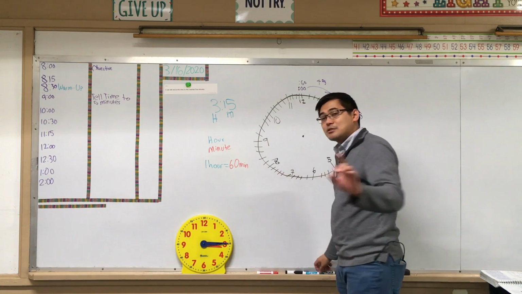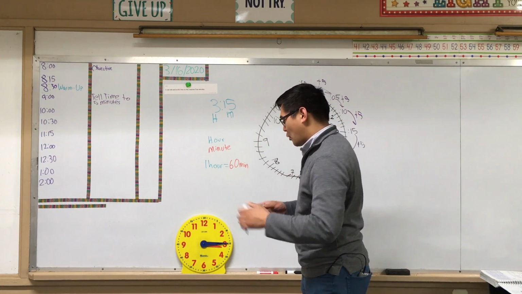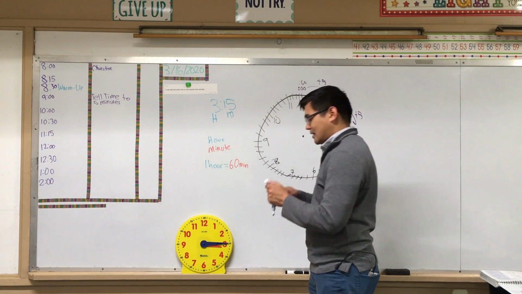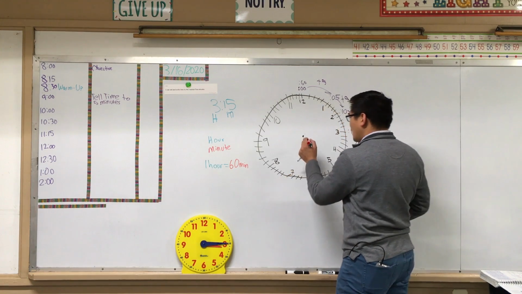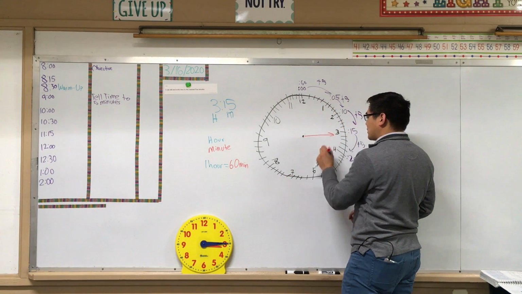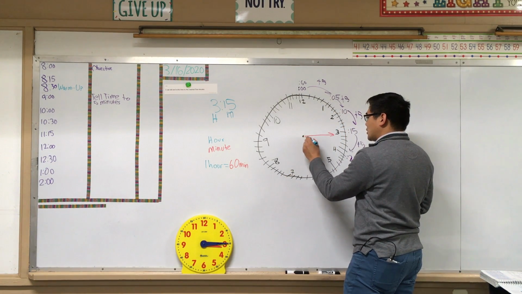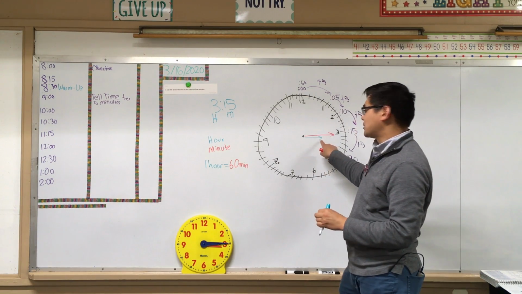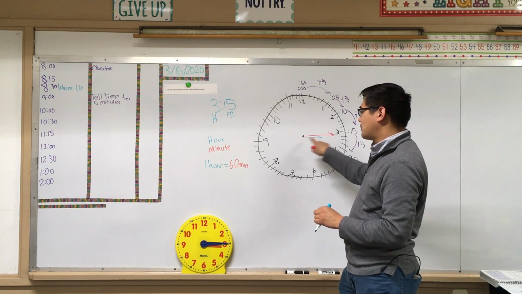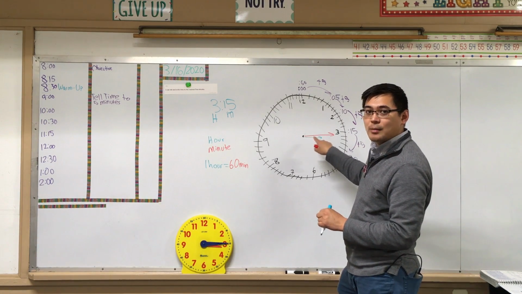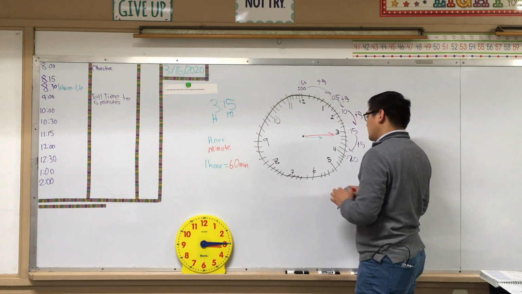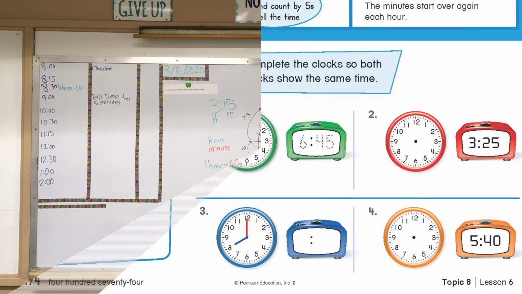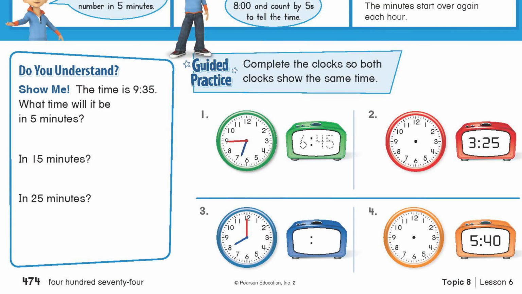So you would draw, and I'm going to use 2 different colors for hour and minute, a long hand pointing towards the 3 and a short hand also pointing towards the 3, but not on top of each other. It's important that you don't draw them on top of one another. So go ahead and do you understand, and then let's look at guided practice.